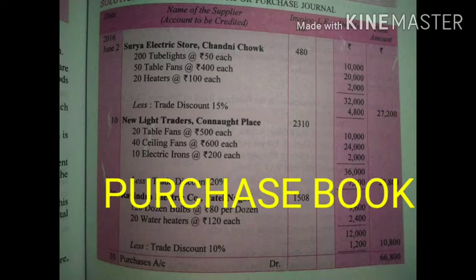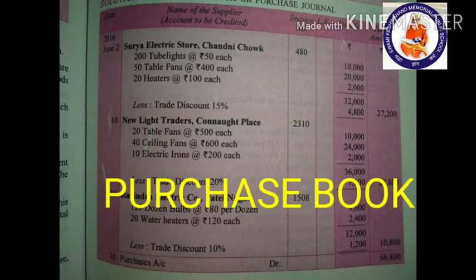Today in this lecture we are going to cover the purchase book. Purchase book, as we have already discussed before starting the cash book, there are different subsidiary books maintained by the business. Those can be purchase book, sales book, purchase return, sales return, bills receivable, bills payable, journal, and so different books are there.